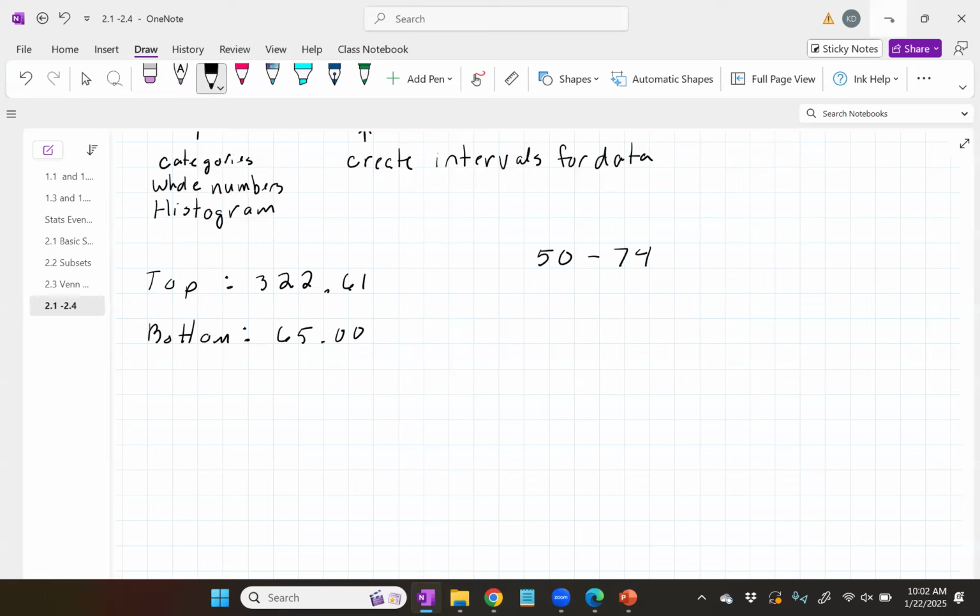We need to make sure our intervals don't cross over. So I'm going to go 74.99. My next interval will be 75 to 99.99. Each interval should have the same number of numbers in between, the same width, we call it. So if we subtract, we get 24.99 in between each one.